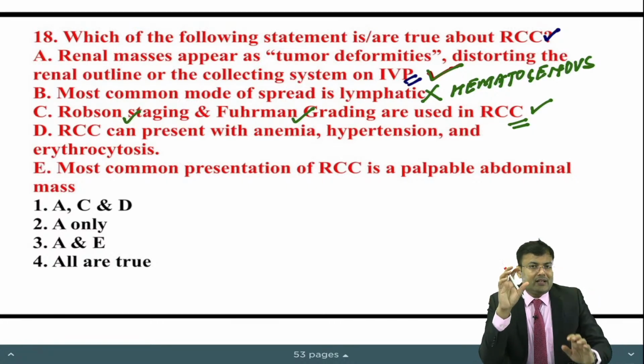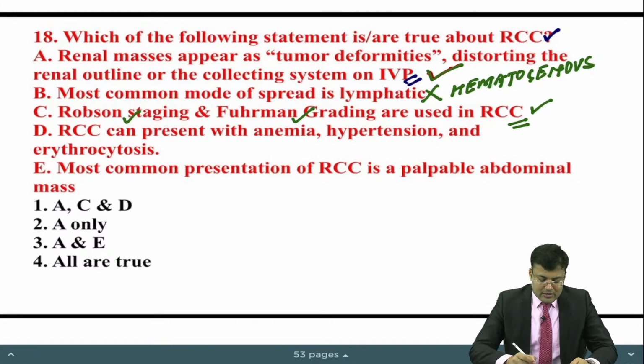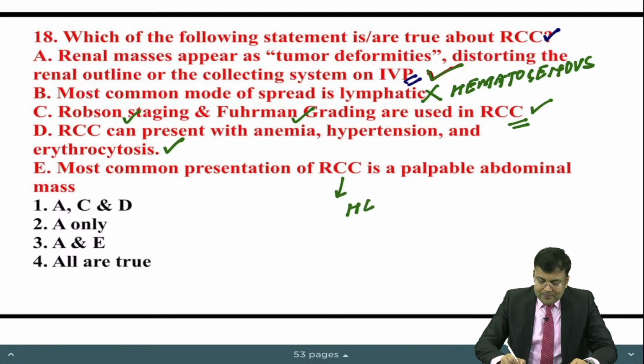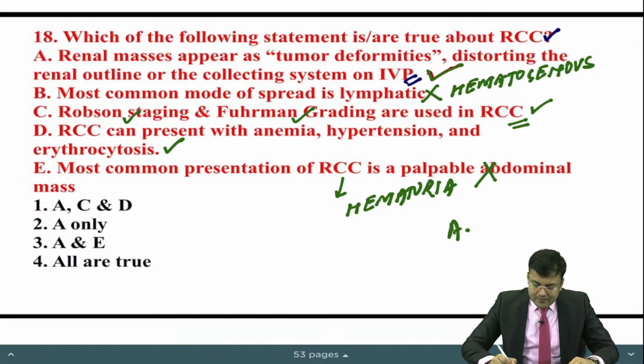RCC can present with anemia, hypertension and erythrocytosis. You know that kidney is going to produce erythropoietin. So, when a functional mass replaces the tumor, there is anemia. If it is going to produce renin, there is hypertension, and if it is going to produce erythropoietin, because of that there is erythrocytosis. So, this is correct. What is the most common presentation of RCC? That is hematuria. It is not the abdominal mass, it is hematuria. So, A, C and D, these are correct.